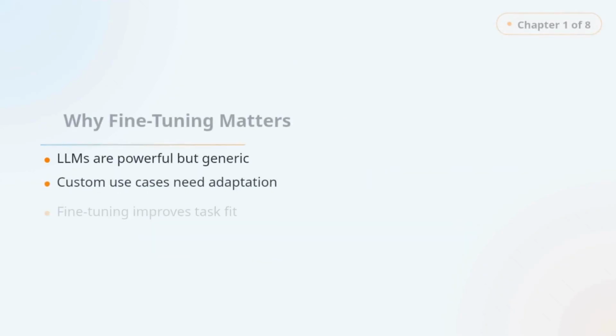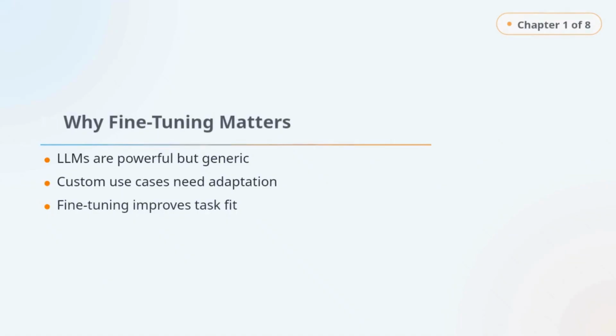Large language models are already very capable, but out of the box they are still general-purpose systems. In real products like retail customer support, we often need the model to respond in a domain-specific way, follow company policies, and understand the style of customer queries. That is where fine-tuning becomes useful. It helps the model perform better for a specific business need instead of staying fully generic.